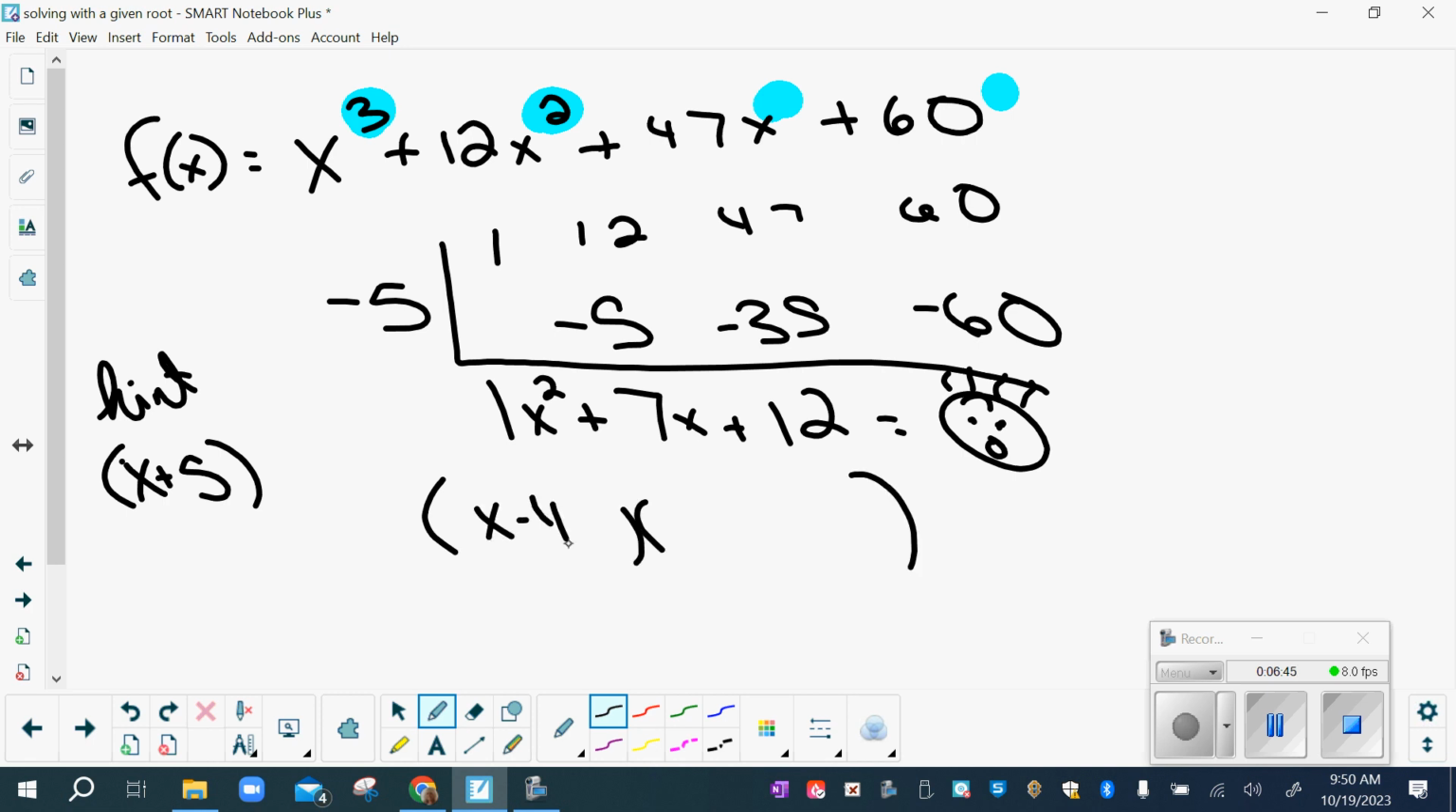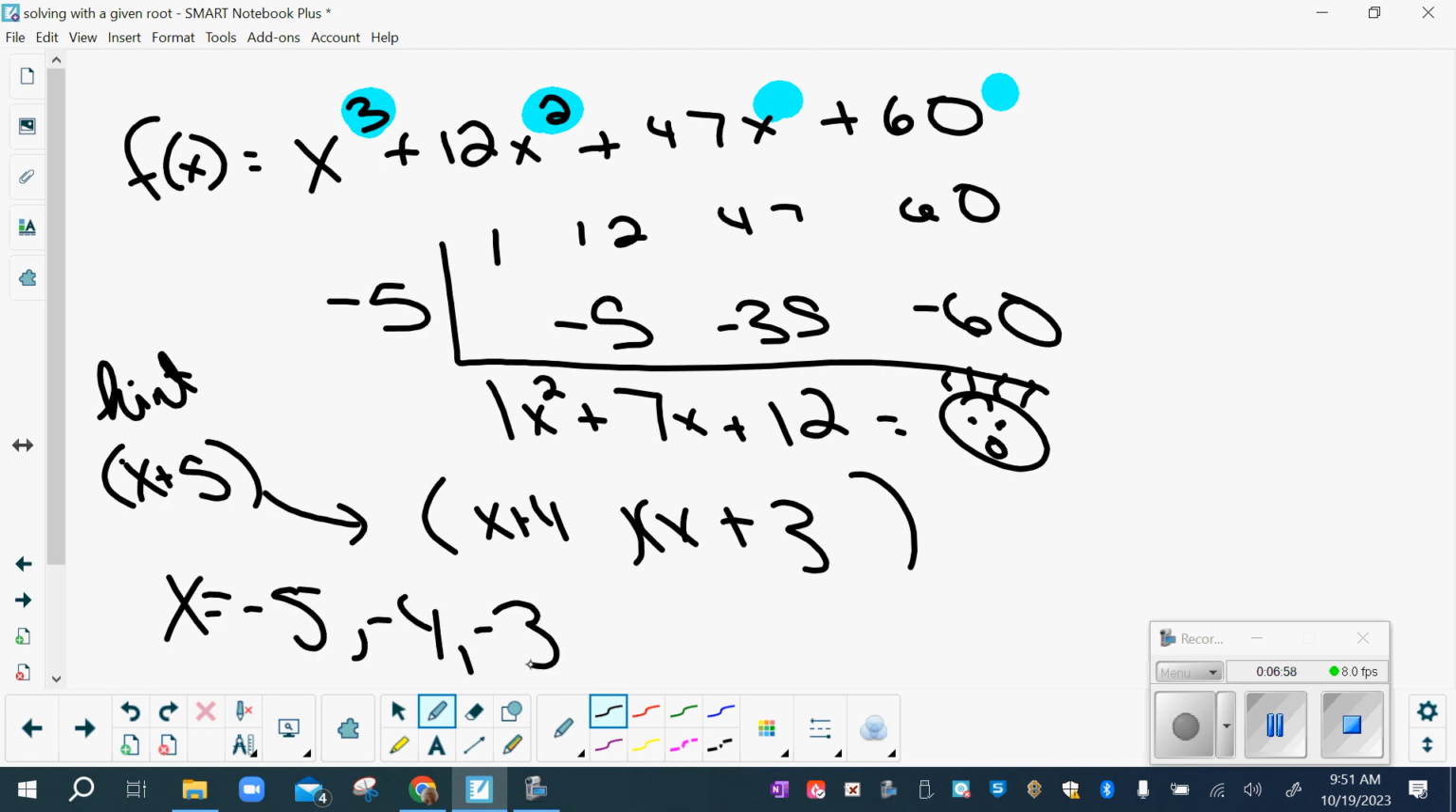X minus 4. X plus 4. X plus 3. Don't forget this one right here. Here are my 3 answers: X equals -5, -4, -3. Wiggle your fingers if you got it right.